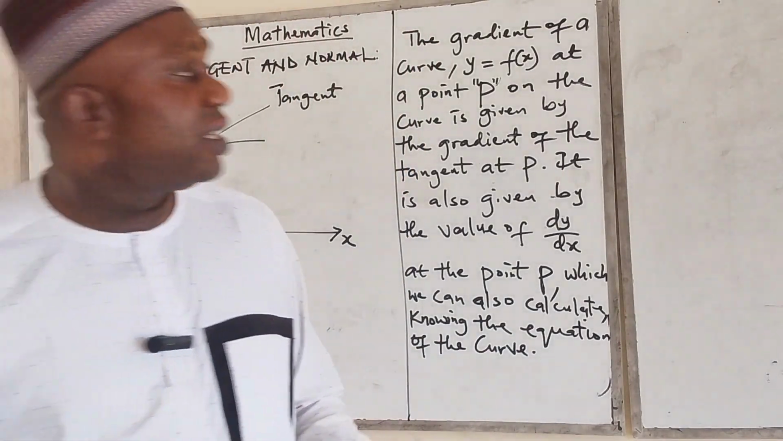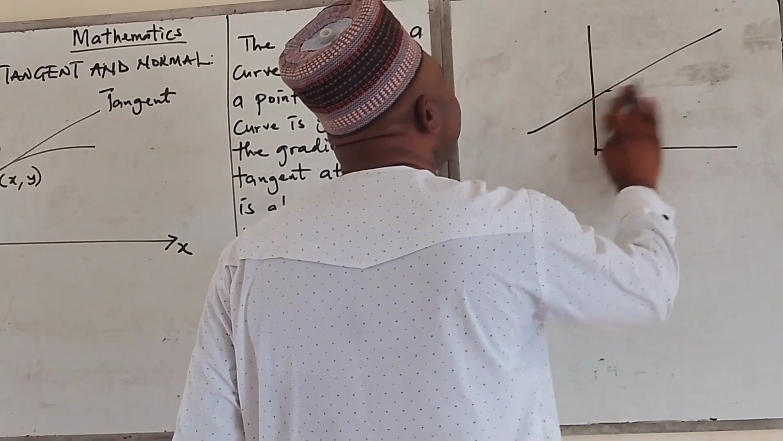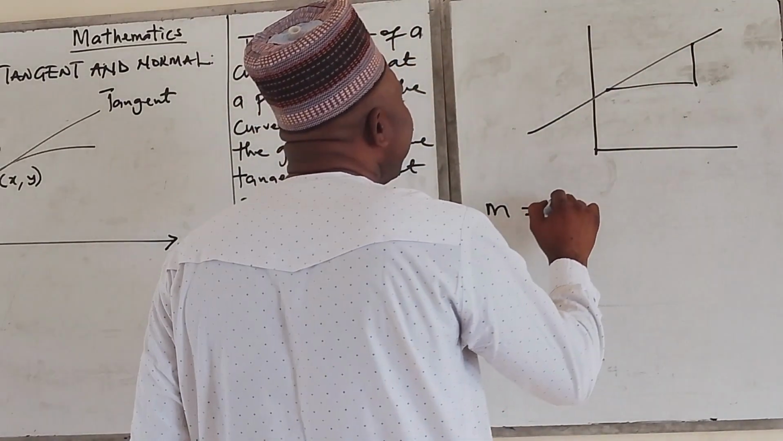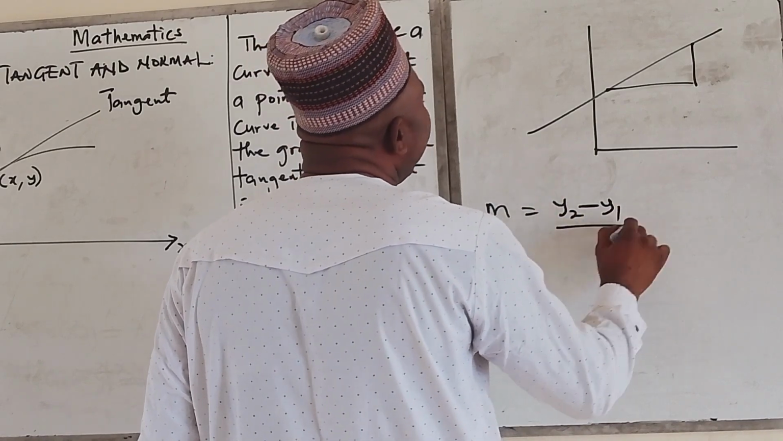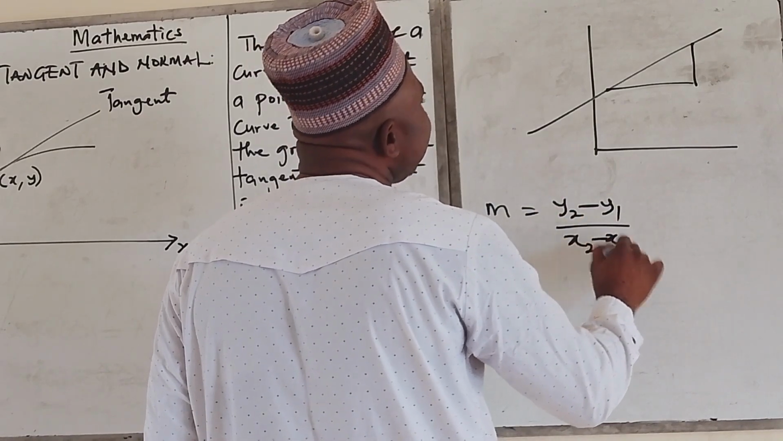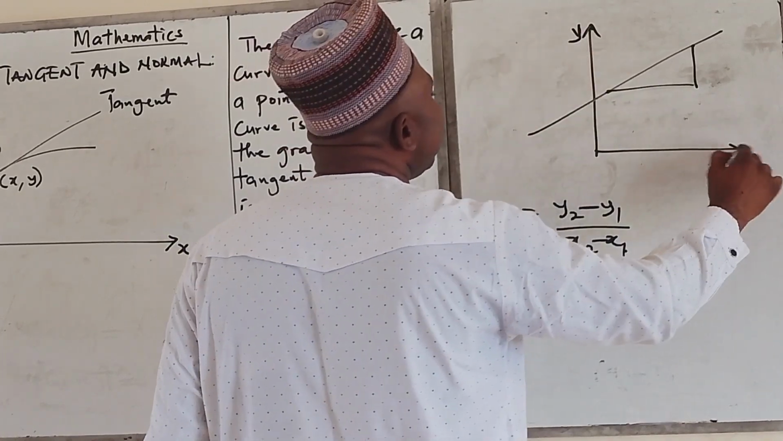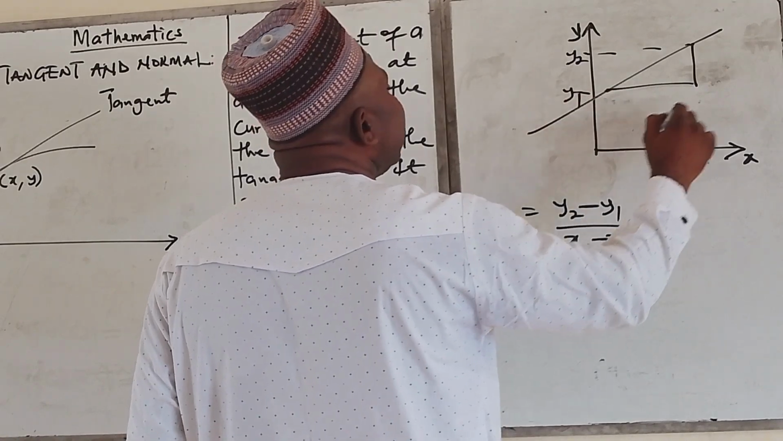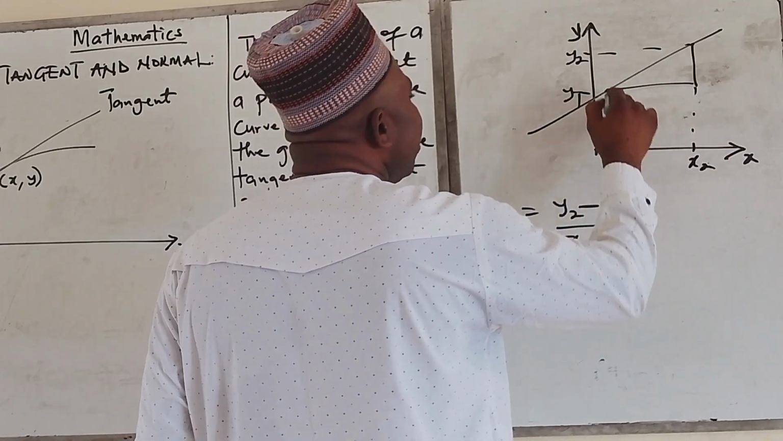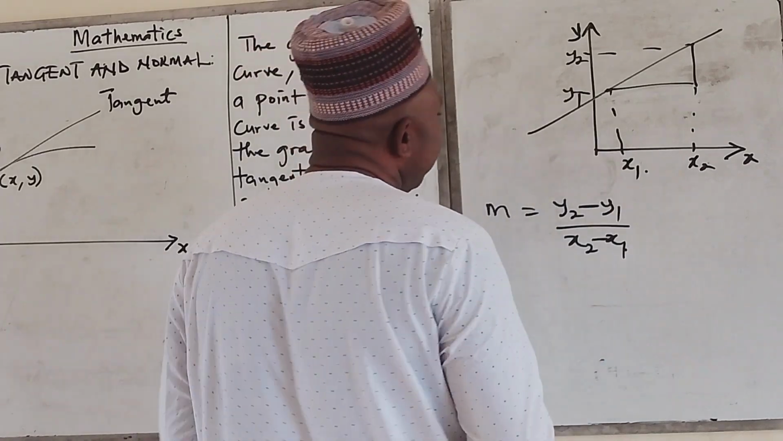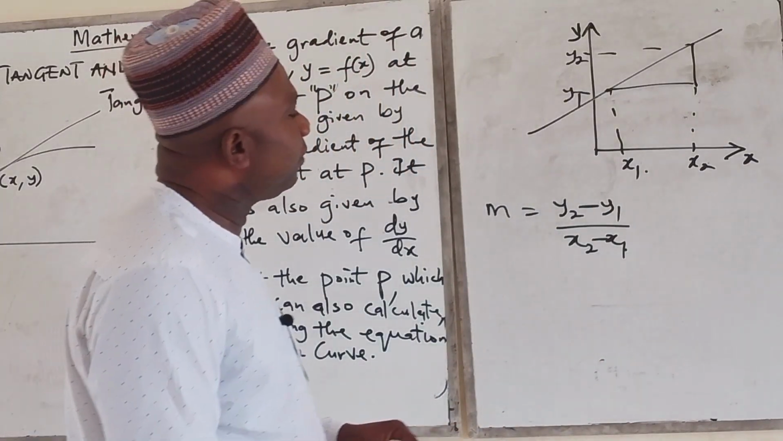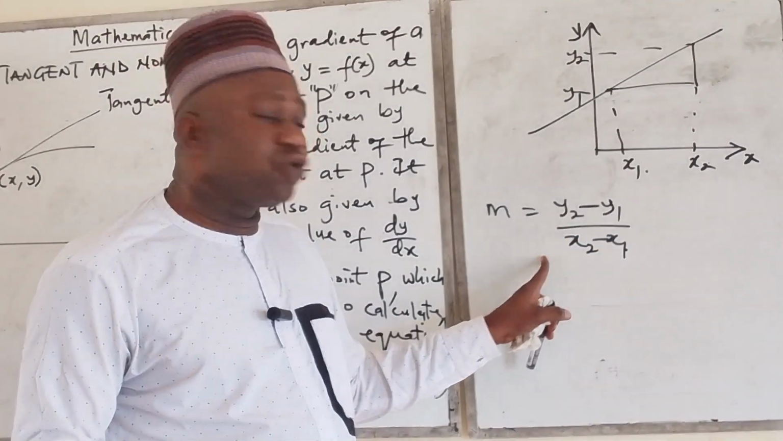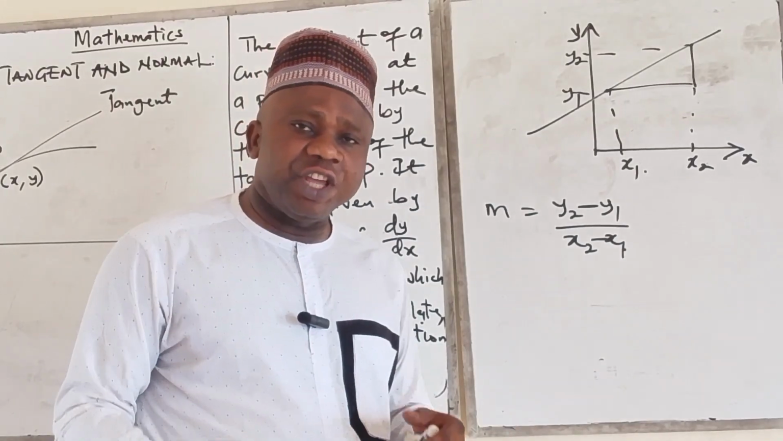Now, I want us to look at intercepts, or not just intercepts, the slope. We know that our gradient is y2 minus y1 all over x2 minus x1, where here you have your y-axis and here you have your x-axis. Here you have y2, here you have y1, here you have the value of x2, and here you have the value of x1. So to calculate the gradient of the tangent, it is y2 minus y1 all over x2 minus x1. That's the gradient of the tangent.